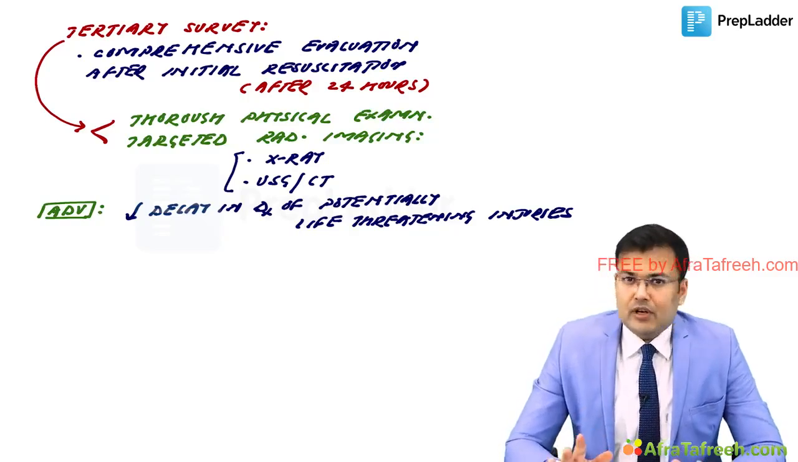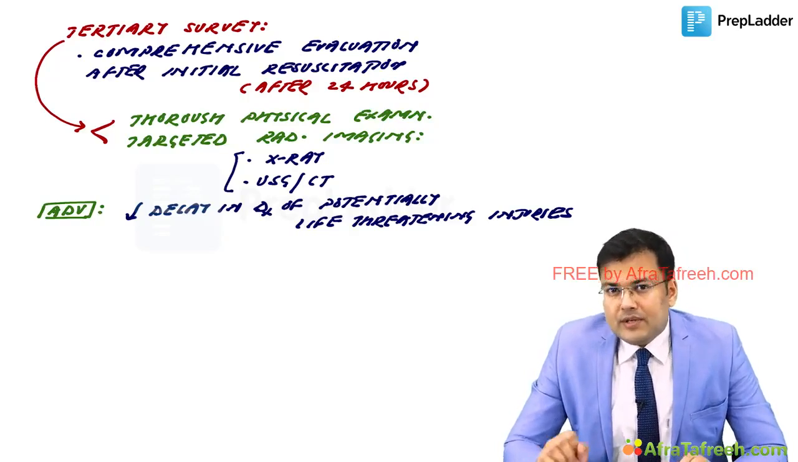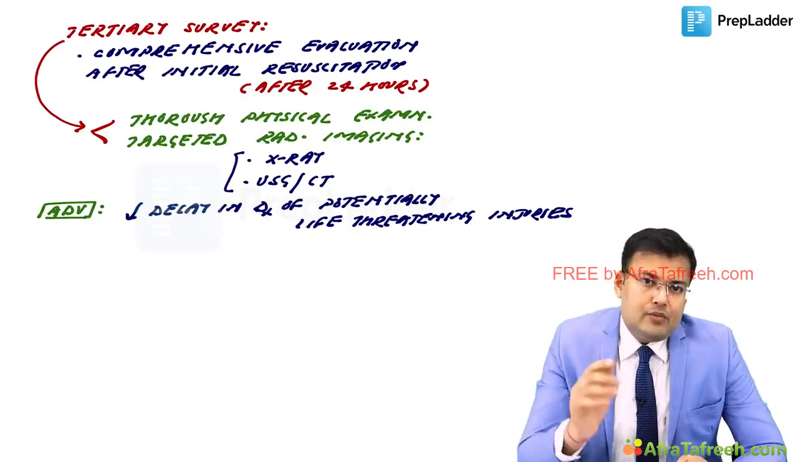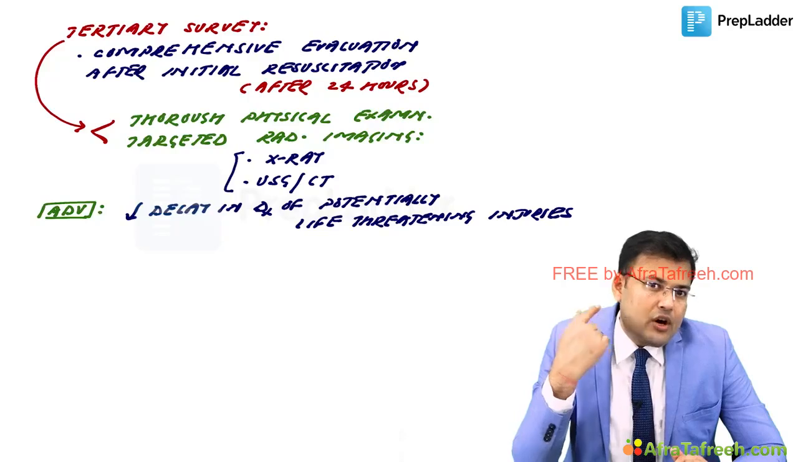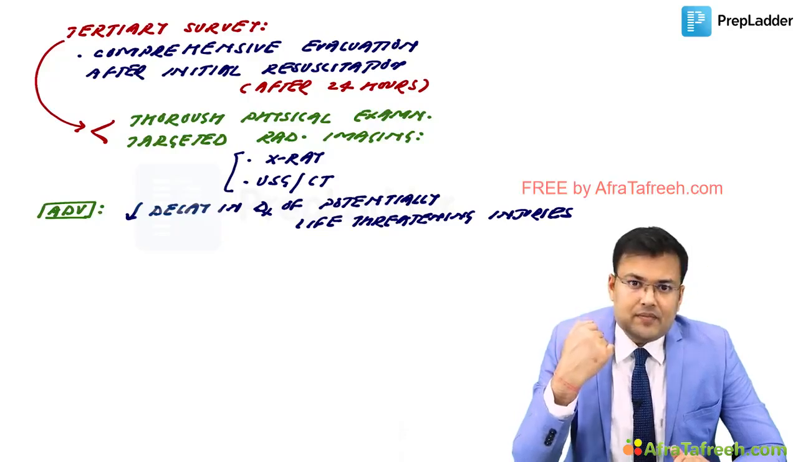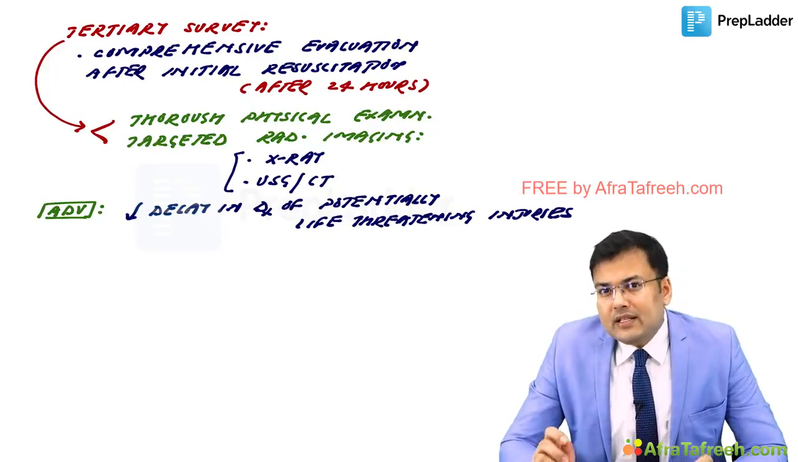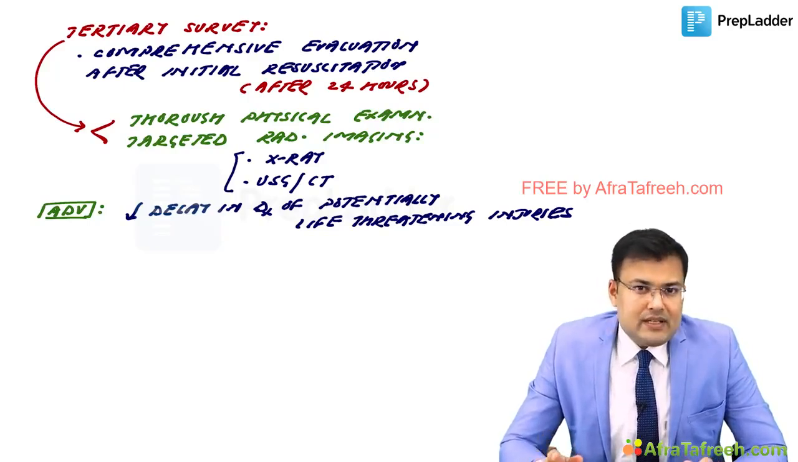Now let me tell you one simple logic. Whenever all these options are there, your first priority should be for cervical spine protection or cervical spine immobilization. Why? Because cervical spine injury should be suspected in all patients of trauma. I'm repeating.